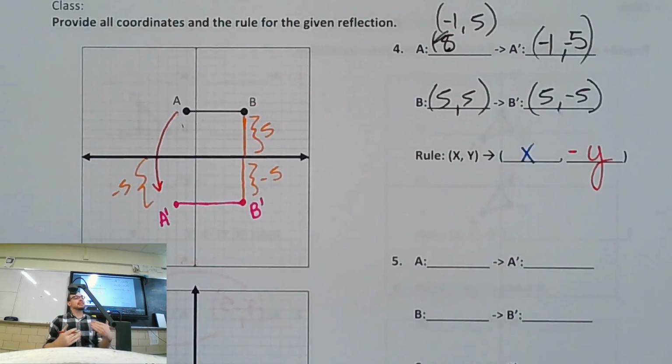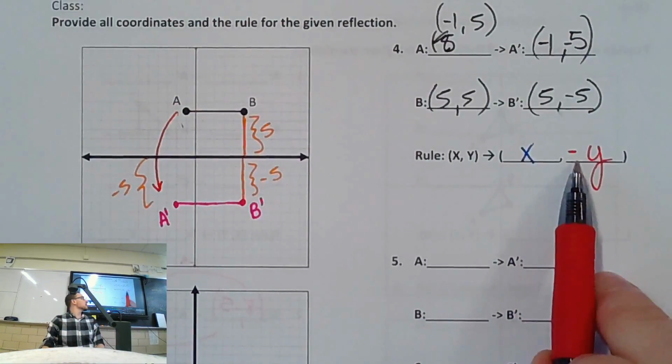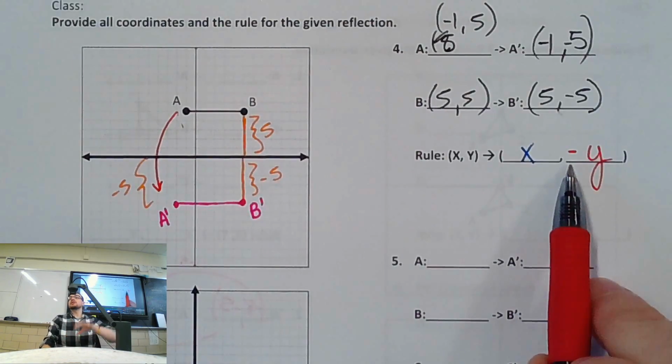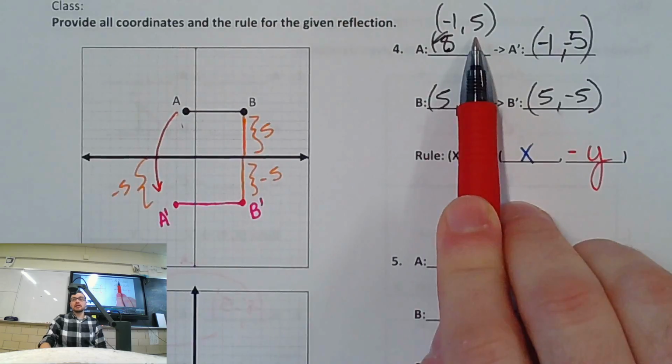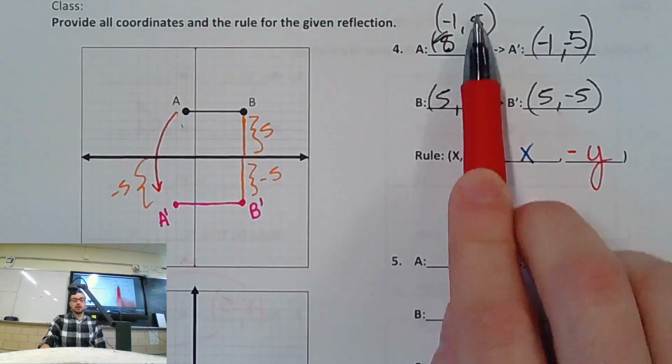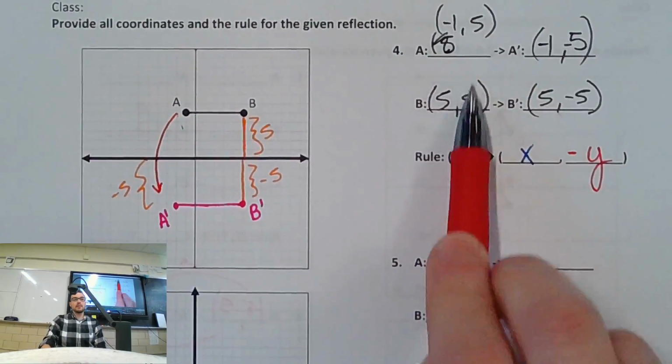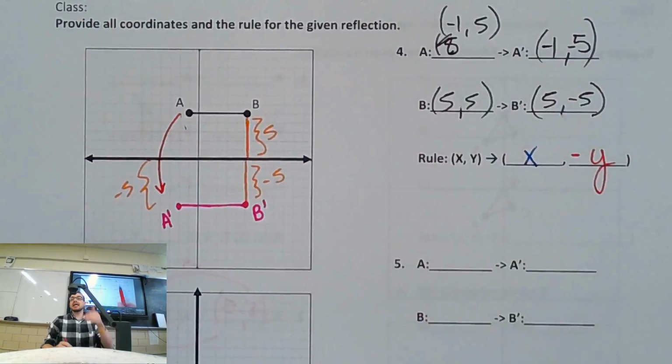Remember, to negate, which is what I'm doing here with that minus sign, doesn't mean to make it negative. It means to change the sign. If those 5s were already negative, what would happen after I negate them? They become positive, right? Negate means change the sign.